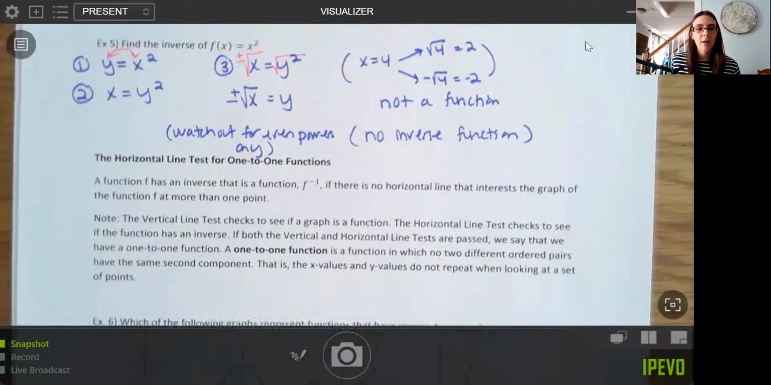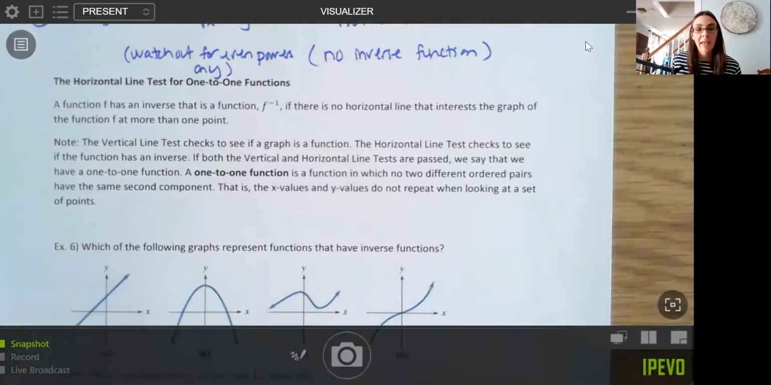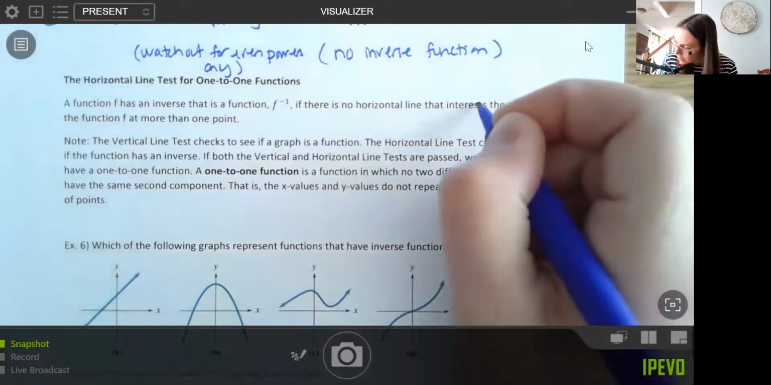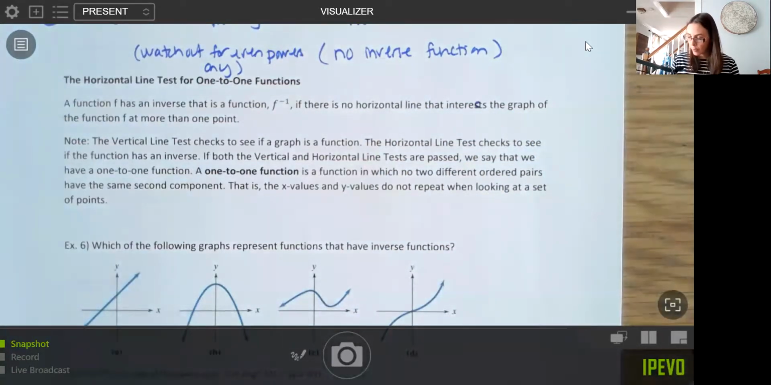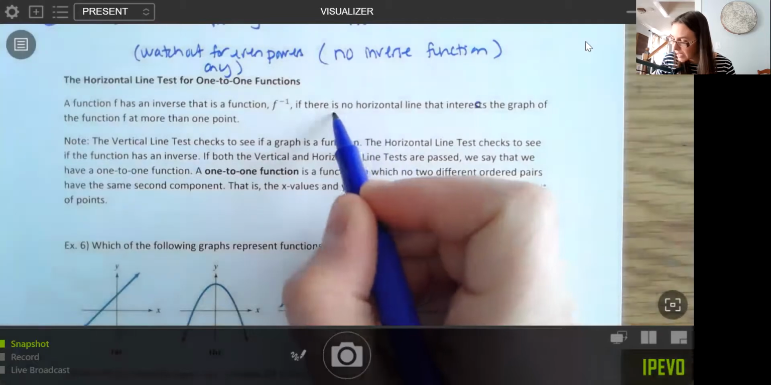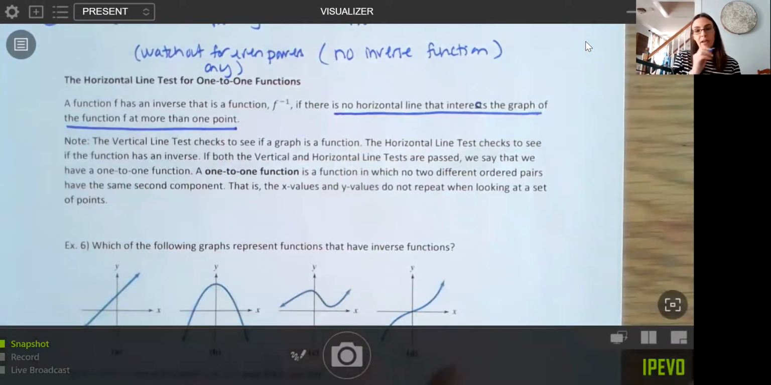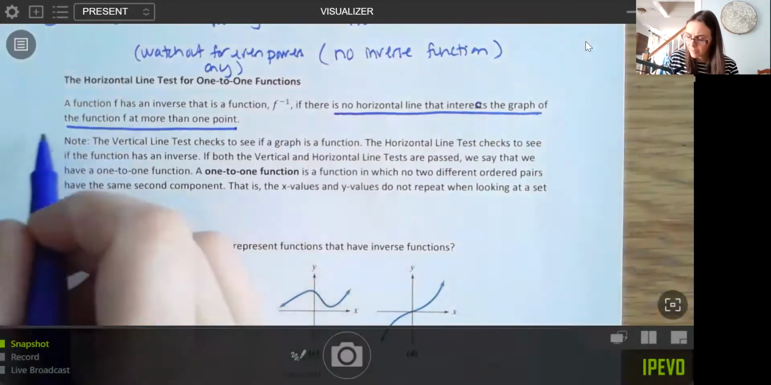All right, I also want to talk about the horizontal line test. So we have the vertical line test, and now we also have a horizontal line test. A function f has an inverse that is a function if there is no horizontal line that intersects the graph of the function at more than one point. So it's basically the same test as the vertical line test, but we do it horizontally. And if you can find a horizontal line that hits more than once, then that function does not have an inverse.